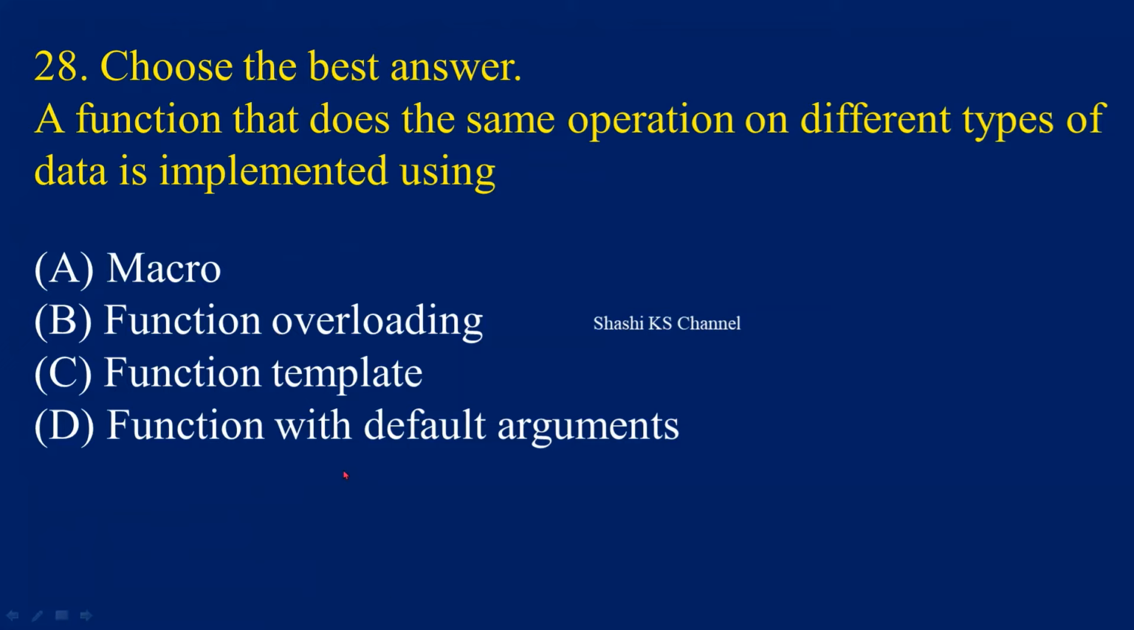Function overloading is when you have functions with the same name but different numbers of arguments and different data types of arguments. But in the concept of function template, you're going to have a reduced size of the code. You're going to have the same code, but depending on the data type which is actually being used, the compiler will internally generate and add the code. So the answer for this would be option C, function template.